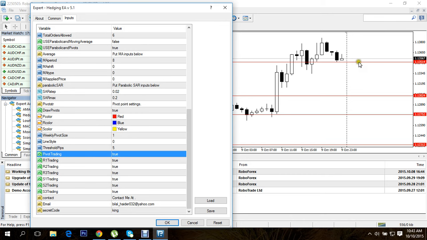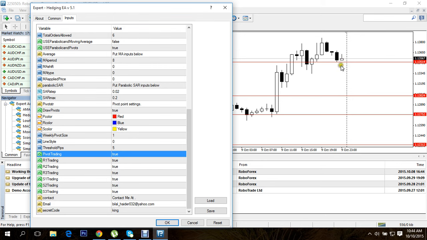Let's say this red line is a pivot point, and the threshold for this is 5 pips. So this EA will look at the parabolic SAR, and if the price is at least 5 pips above the pivot point, and the parabolic SAR is down below this price, then it is a signal for this EA to start a buy trade, okay?